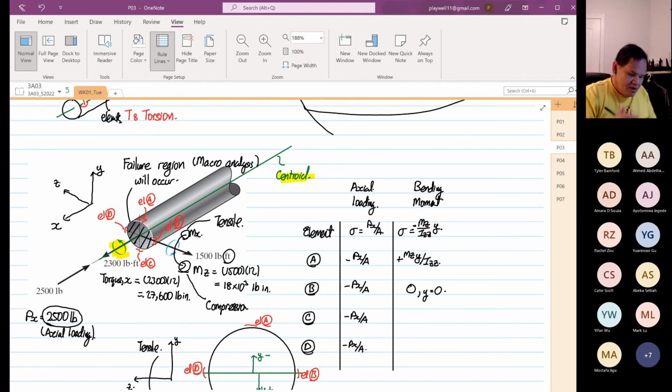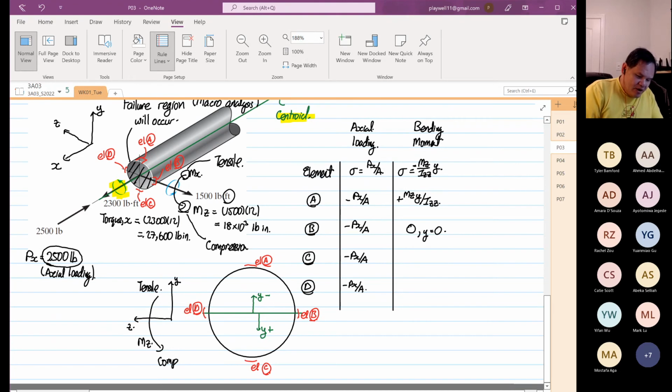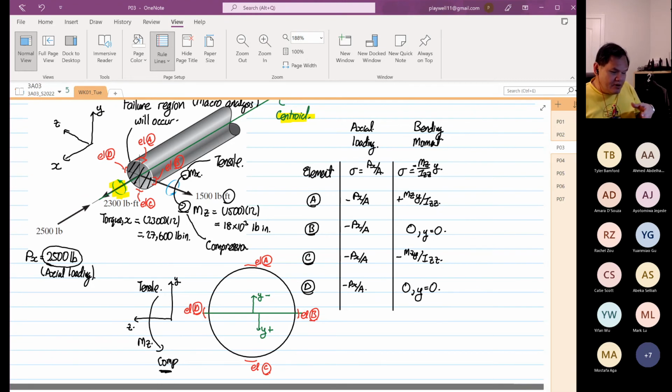At point C, what we have now is going to be in compression. Why? Because this is compression, right? At point C is where the compression is. So this is going to be minus Mz y over Izz. And at point D, you realize that the normal stress is again equal to zero due to bending, because y is equal to zero. So now this appears to be very transparent.